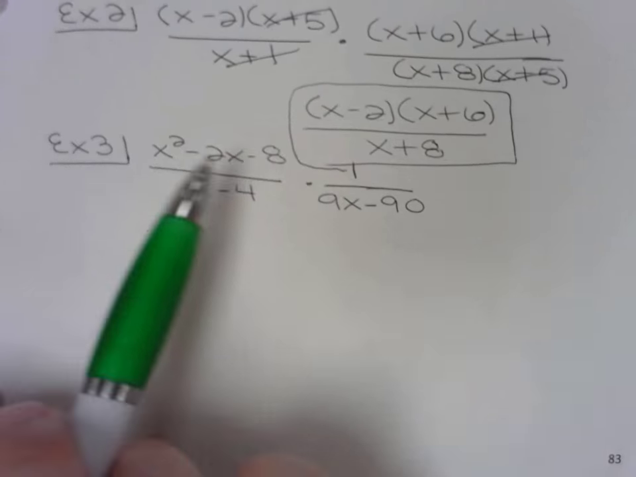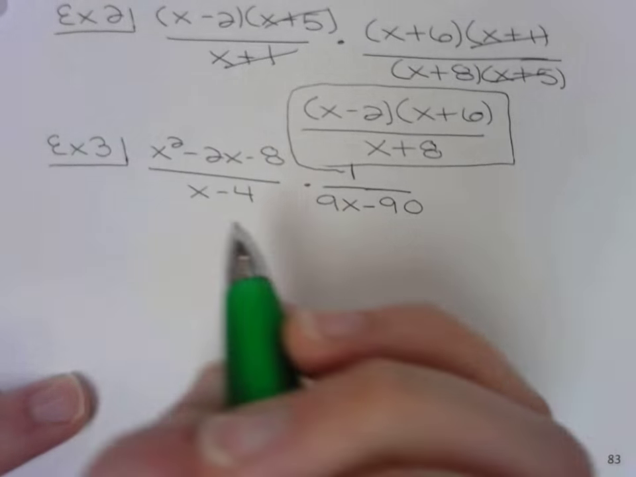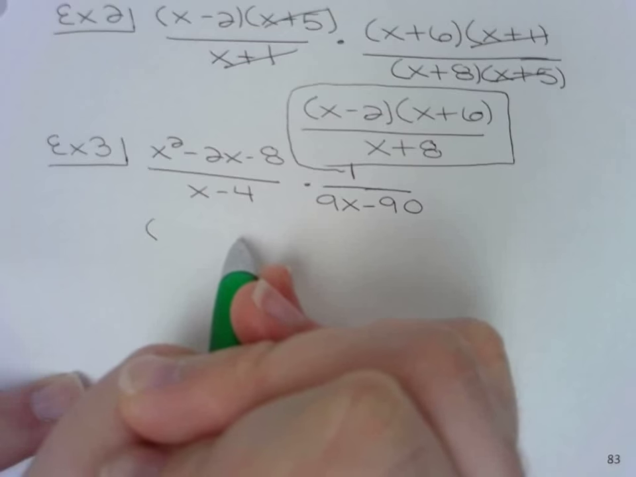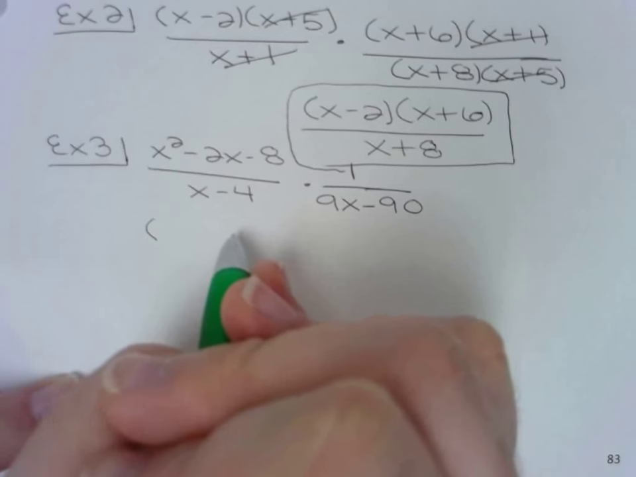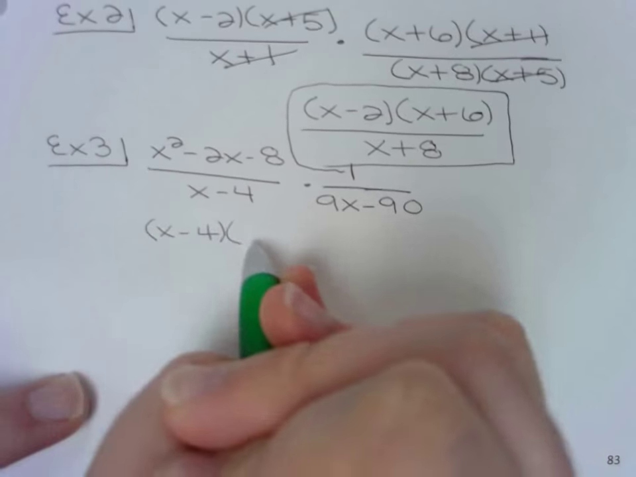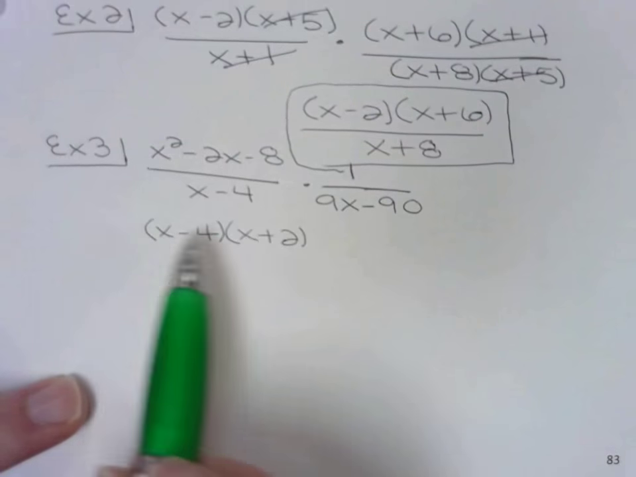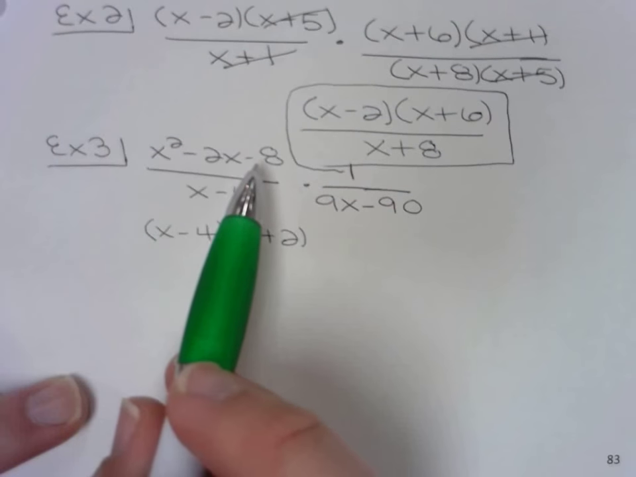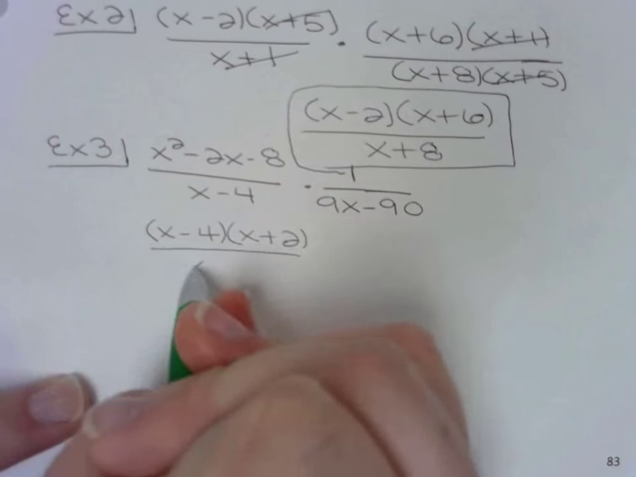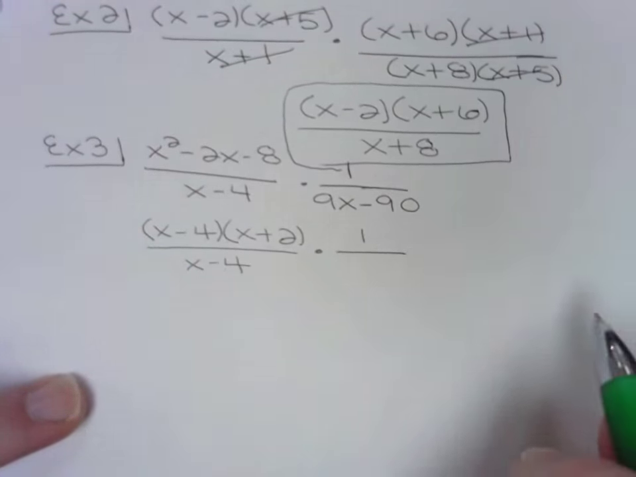Okay, let's look at the 4: top left, top right, bottom right. So x squared minus 2x minus 8, how will that factor? Yep, it's a trinomial. There's no GCF. It's a trinomial with a 1 in front, 2 parentheses with x's, and then 2 numbers that multiply to give me negative 8 and add to give me negative 2: negative 4 and 2. Over x minus 4, can't factor, so it stays x minus 4, times 1, doesn't factor.